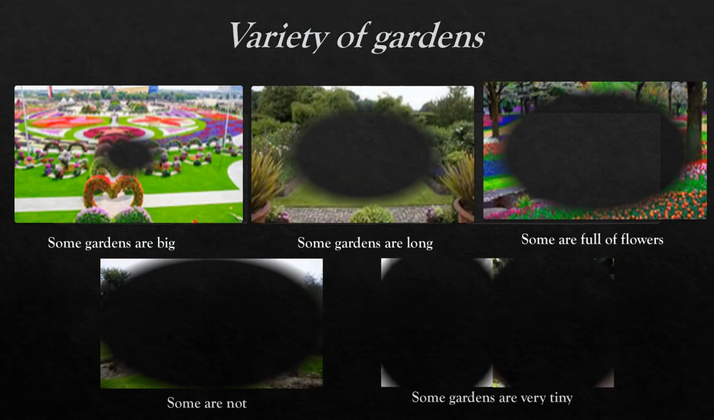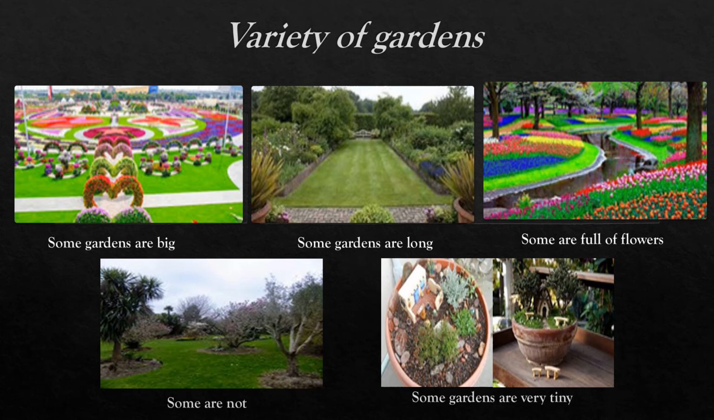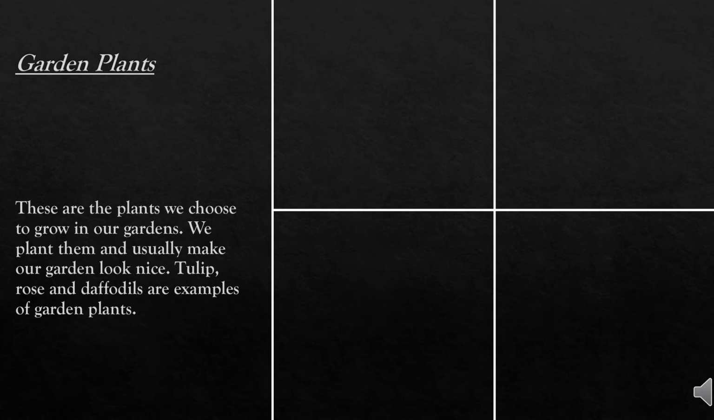Now here are some varieties of gardens. Some gardens are big, some gardens are long, some are full of flowers, some are not. Some gardens are very tiny. Students, in the garden, we can usually find two types of plants, garden plants and wild plants. Let's talk about garden plants first.